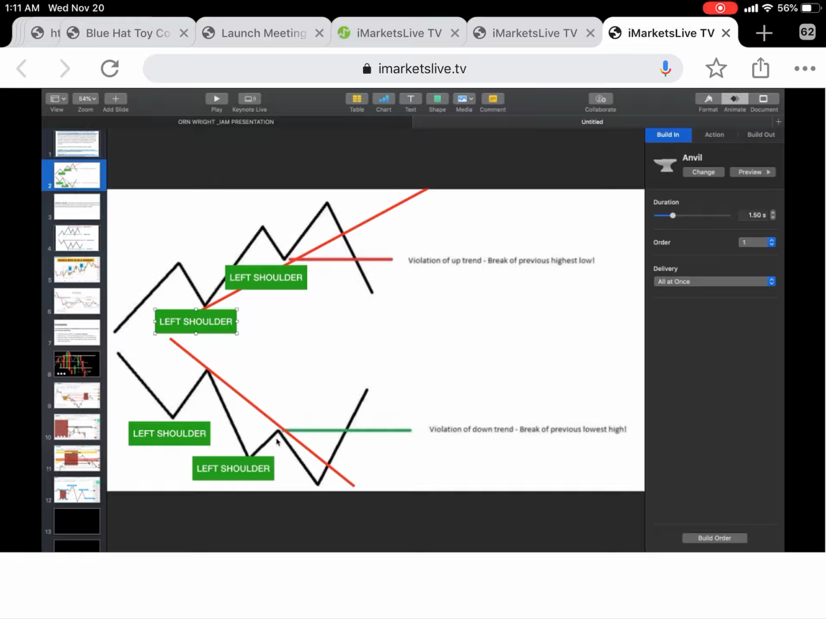Oh, you're right. I did it again. Here's the previous high. And when the market breaks the previous high, it's a violation of a downtrend. Now it's a reversal. Oh, I'm so sorry. Now the bulls are taking over.